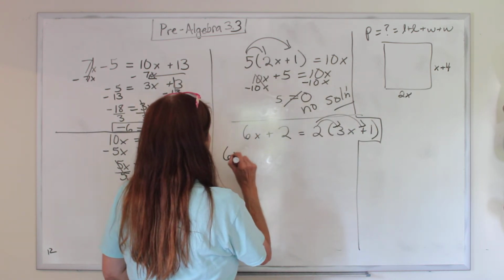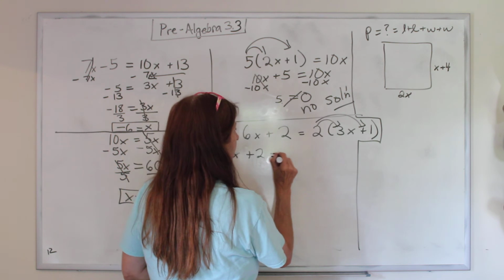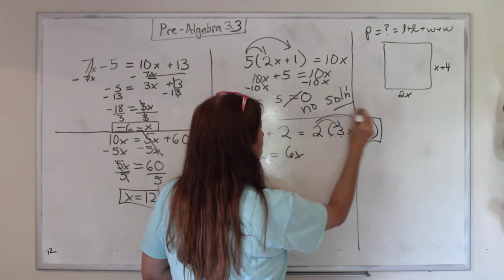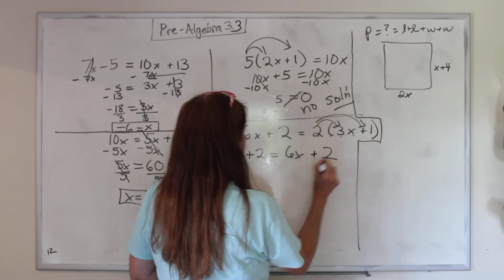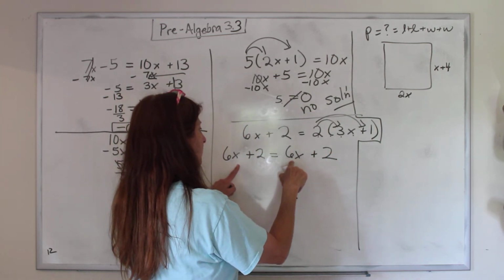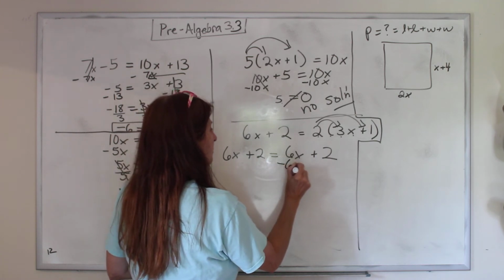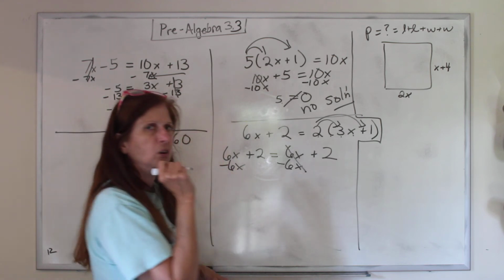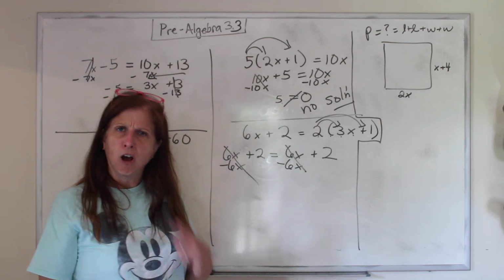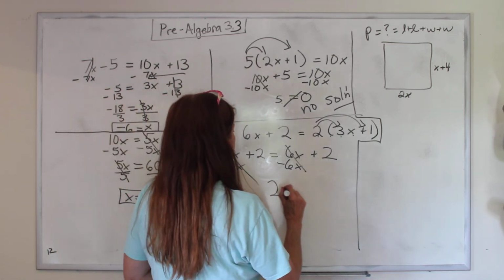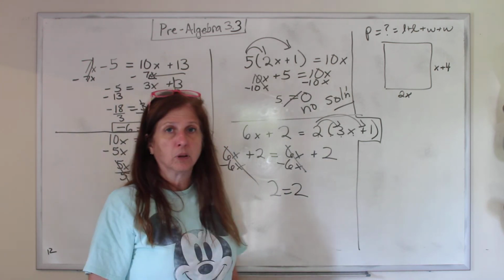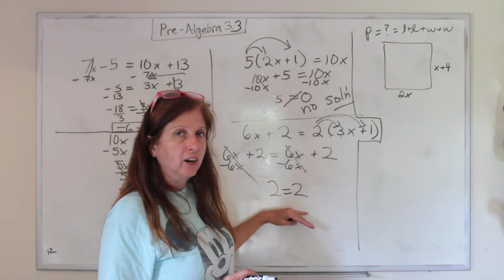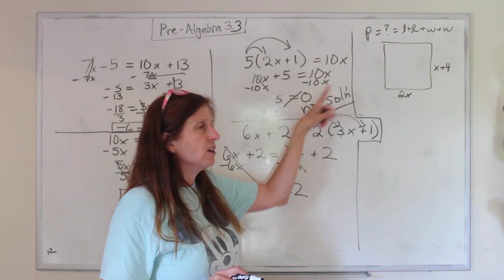First I'm going to bring down what I didn't mess with over here. 2 times 3x is 6x. 2 times 1 is 2. Okay, now I'm going to move the 6's together. I'm going to do minus 6x, minus 6x. Those cancel out. Oh, but these cancel out. So I get 2 equals 2. Yeah, it does. So if suddenly you get something weird and false, the answer is no solution.